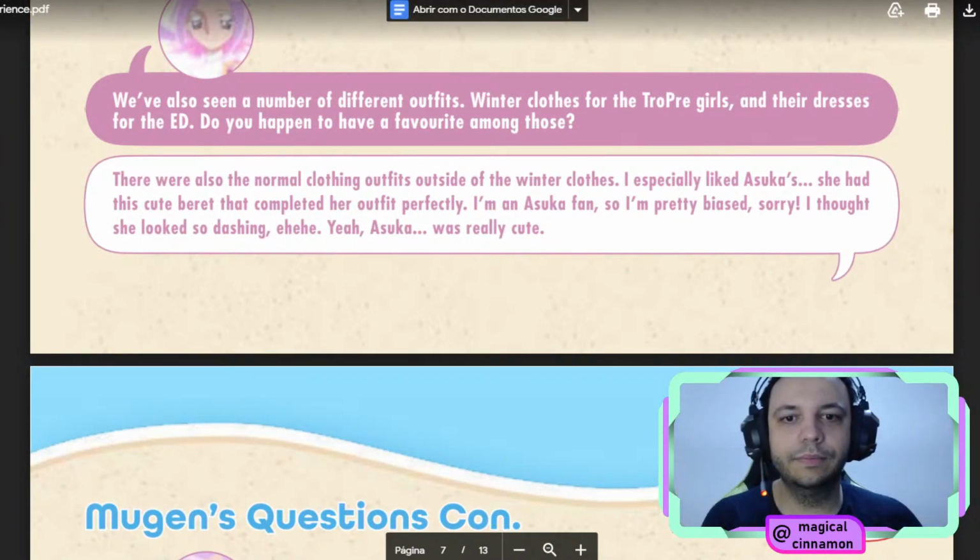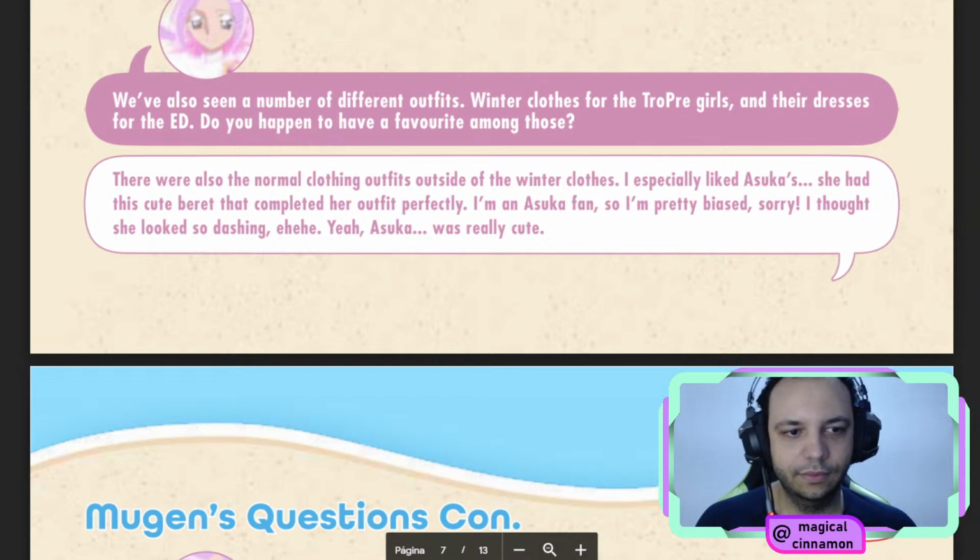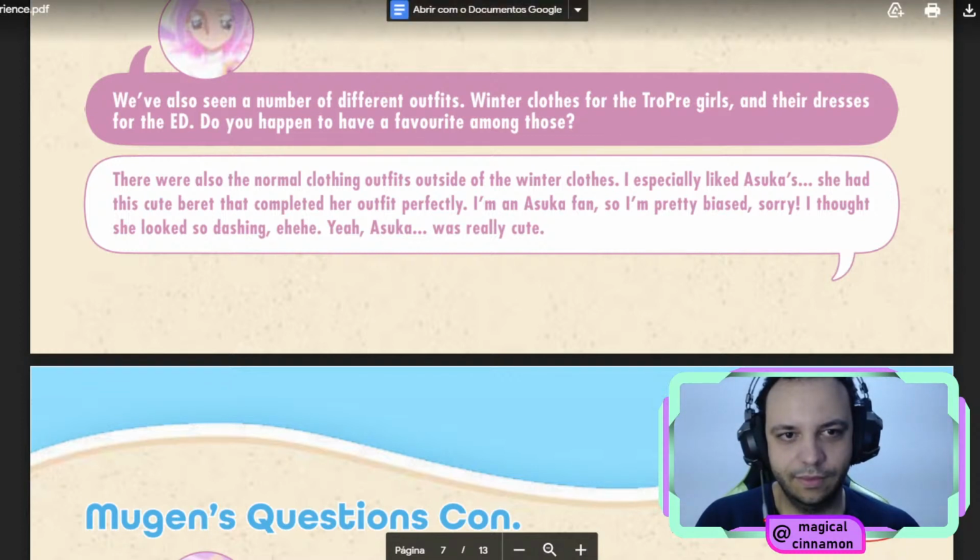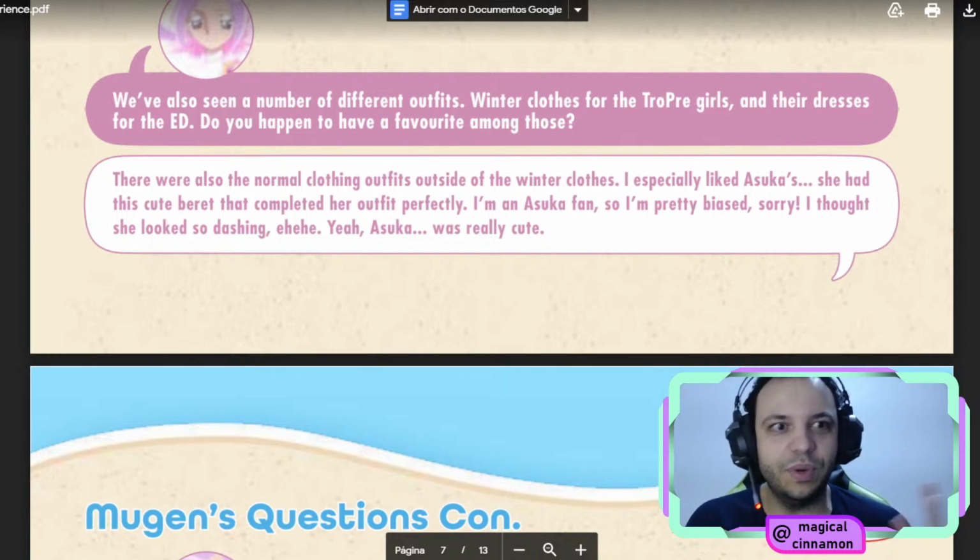So I'll start. We've also seen a number of different outfits. Winter clothes for the PreCure girls, and their dresses for the ending. Do you happen to have any favorite among these? There were also the normal clothing outside of the winter clothes. I especially liked Asuka's. She had a cute little beret. And I think we saw that, actually. Yeah, we did. It was that collaboration with a real store. I think Banks Mini or something. Yeah, that completed her outfit. And she looks very, very dashing in it. I'm not going to lie, I'm an Asuka fan, of course. So am I. So I'm pretty biased.